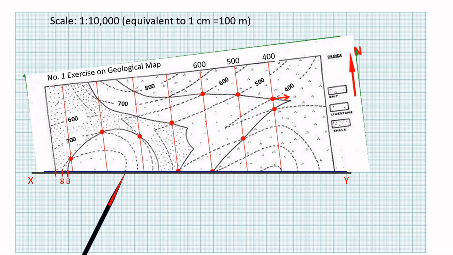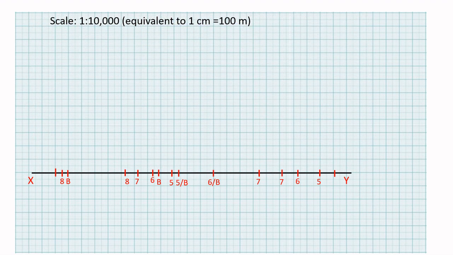Again, next is the point where the XY section crosses the 800-meter contour. Label this point as I. Next is the point where the XY section crosses the 700-meter contour. Label this point as 7. Continue this process for all intersections and label the points accordingly. Once you have marked all the points, remove the map from the graph paper.